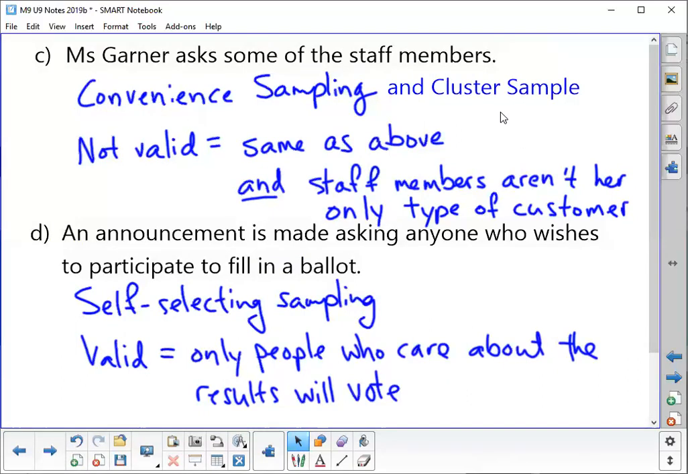An announcement is made asking anyone who wishes to participate to fill in a ballot. This is a self-selecting sample and it's valid. Only people who care about the results will vote, right? Most probably valid, I should say, because all of these things are a little hit or miss.